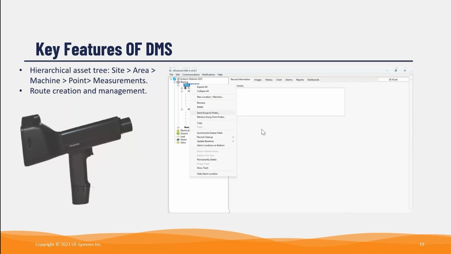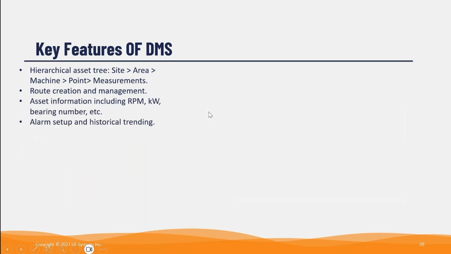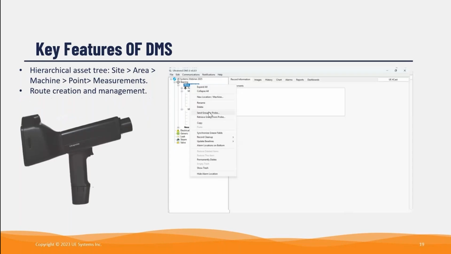Now we can choose the area in the DMS. Locate the area you want to measure, right click on this area and select send group to probe. This will transfer the selected area to your instrument. When you finish taking the measurements, install the SD card in your PC again and go for communication test connection. Then right click the area name and select retrieve group from the probe.